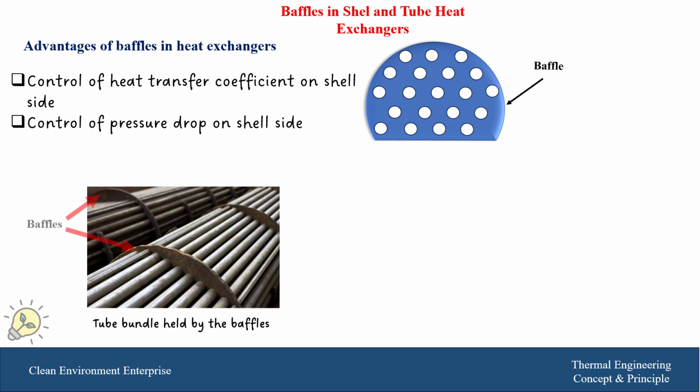distance between these baffles. Minimizing the distance means that we are increasing the velocity on the shell side, and in that way we are increasing Reynolds number and improving the heat transfer coefficient. On the contrary, that will increase the pressure losses in the heat exchanger.